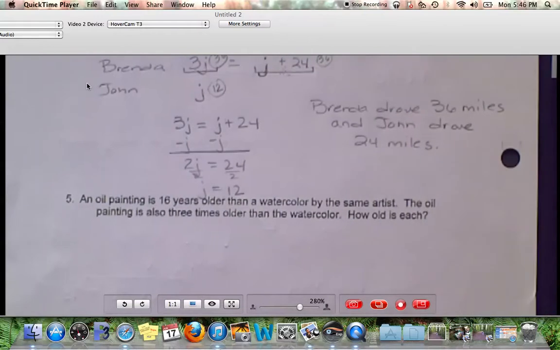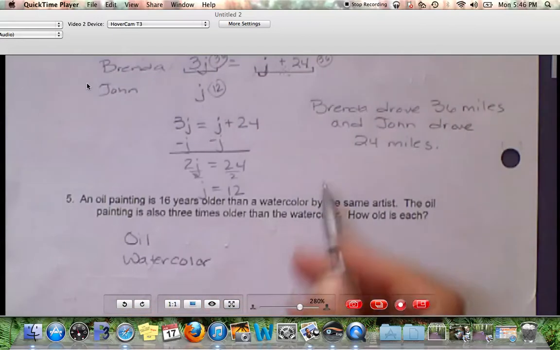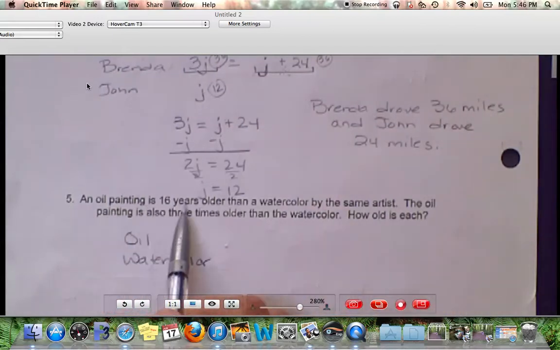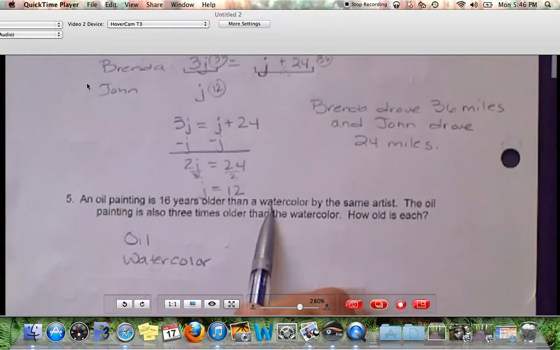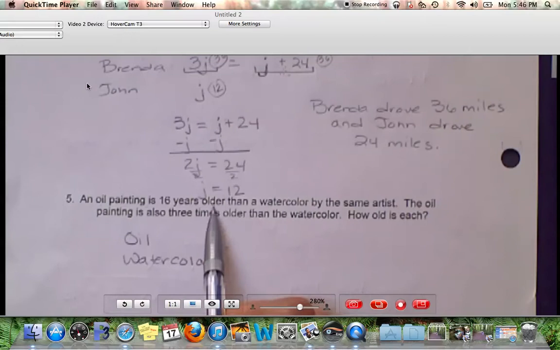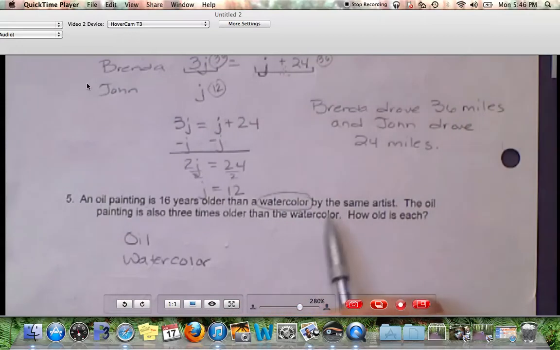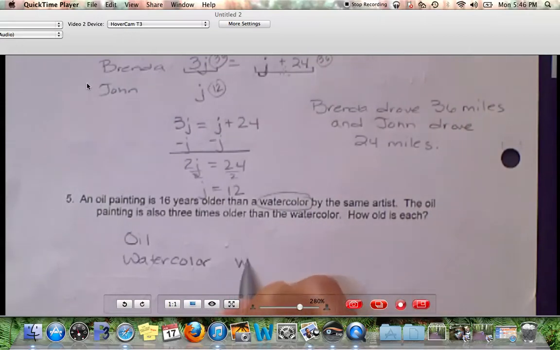An oil painting is 16 years older than a watercolor by the same artist. So right away you should write oil, watercolor. Then read it again. An oil painting is 16 years older than a watercolor. Which one do we know nothing about? The oil painting is 16 years older than the watercolor. The watercolor is the one we know nothing about, so we call it W. Now, if the oil painting is 16 years older, then you take the watercolor's age and add 16 to it.